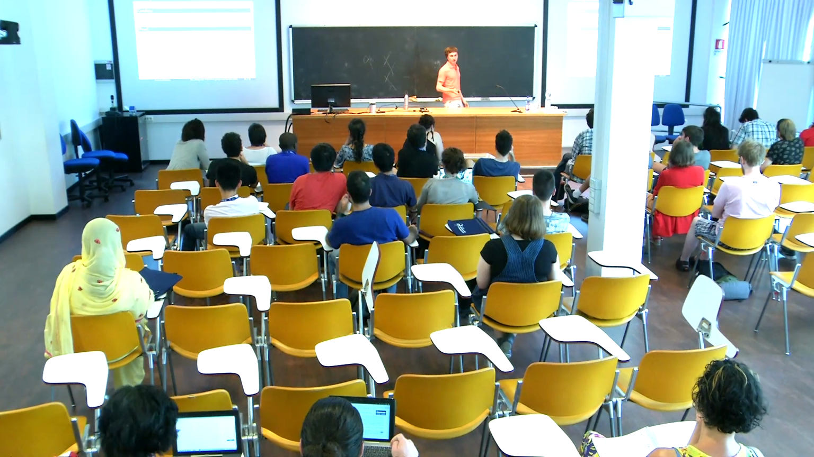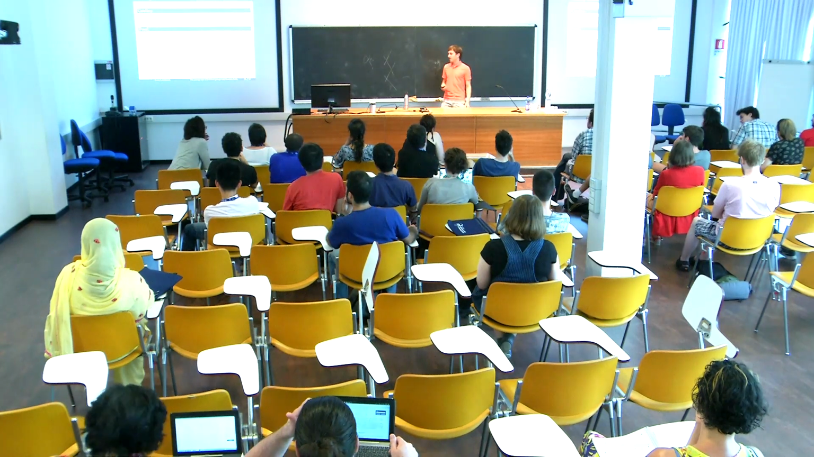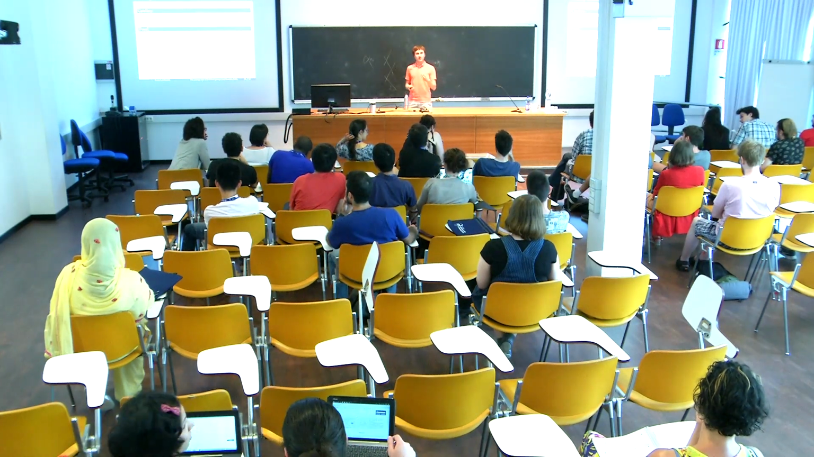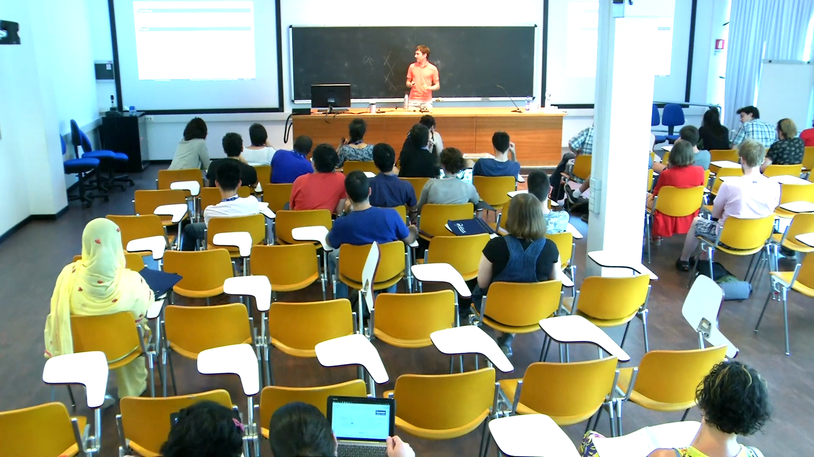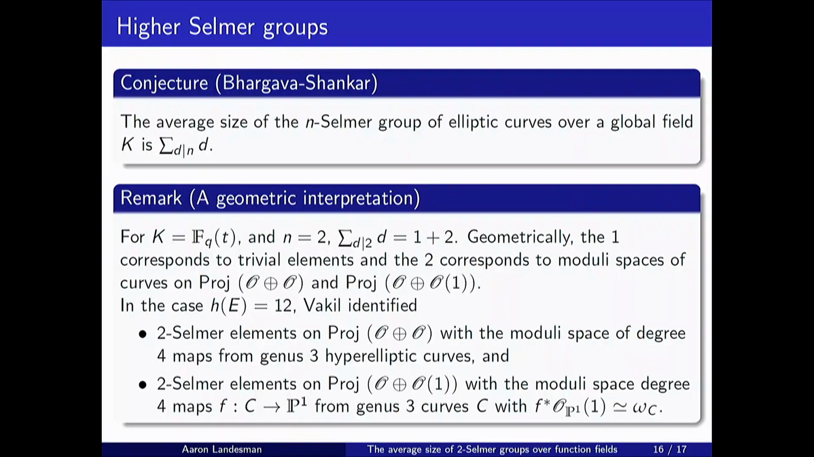Okay. So I just want to, in the last couple of minutes, say a little bit about some related questions. So this was 2 Selmer groups, but a natural question is, well, what if instead of looking at 2 Selmer groups, you look at higher Selmer groups? Look at 3 or 4 or higher. And there's a nice conjecture about what the average size should be.